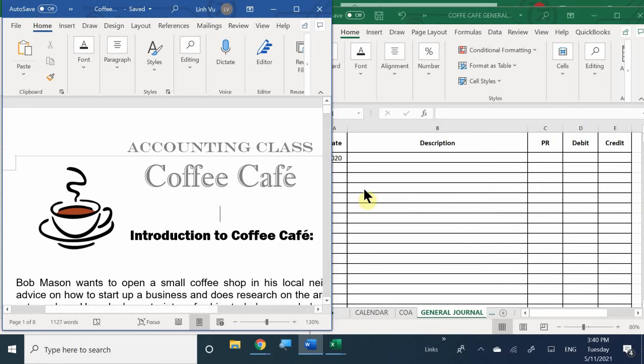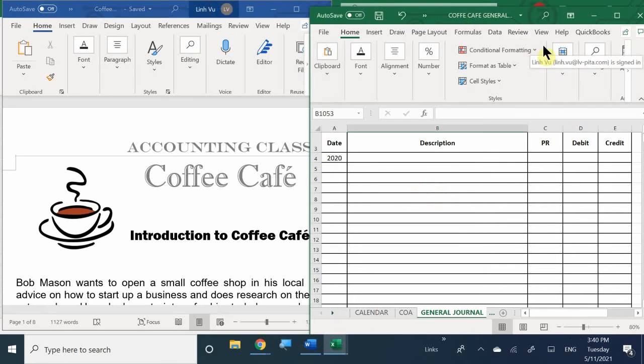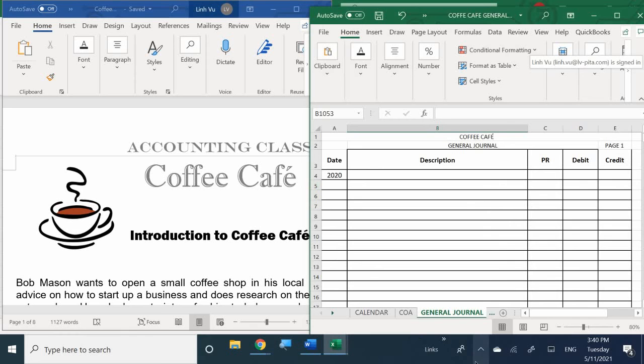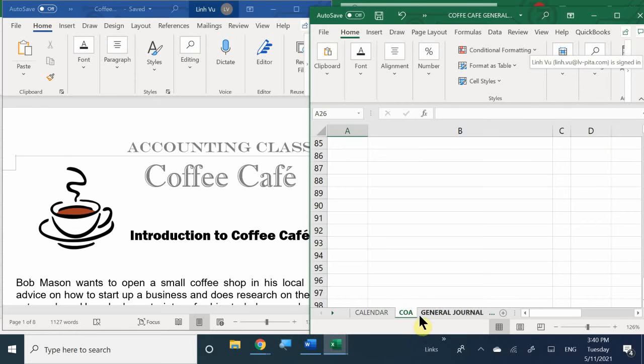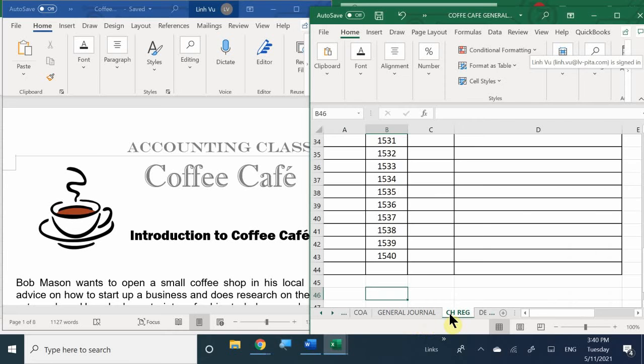So once again, you have the journal, okay? The journal, if you are using the Excel, you're going to notice that there's a calendar, the chart of accounts, right? You have your journal, then you have your check register and your deposits and your purchase orders. So that's already one worksheet.